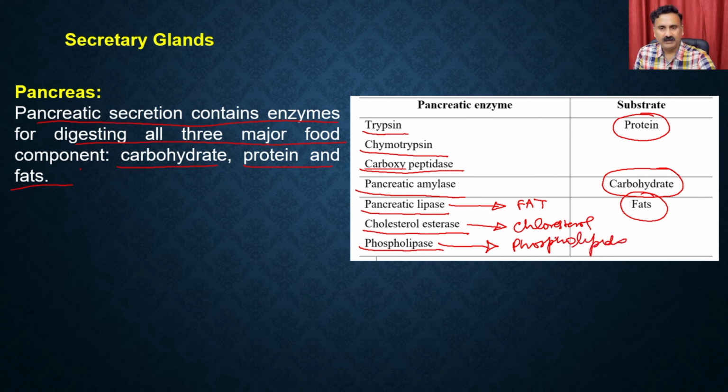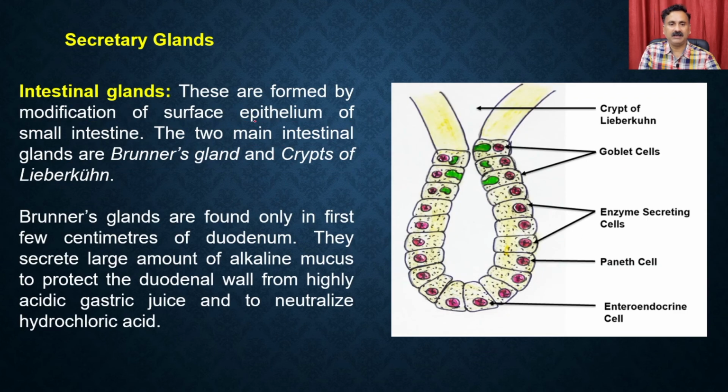Now, let us move on to the next gland. So, the next gland is the intestinal gland. These are formed by the modification of the surface epithelia of the small intestine. The two main intestinal glands are the Brunner's glands and the crypts of Lieberkühn. These are the things that you see here.